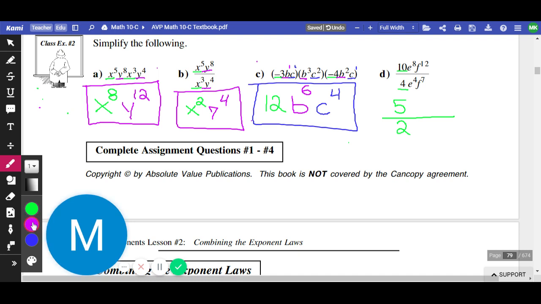Letters go with letters. So I have e to the 8, e to the 4. You subtract, you get e to the 4 on the top because there was more on the top to start. We move on to your f's. You have f to the 12, f to the 7. You subtract exponents to become f to the 5. 5 times e to the 4 times f to the 5, all divided by 2 is your answer. Not bad, right?